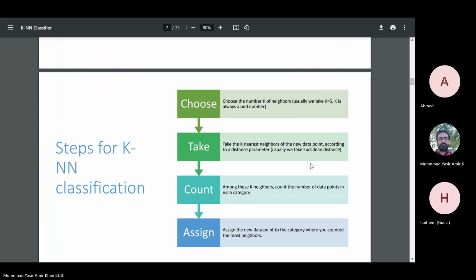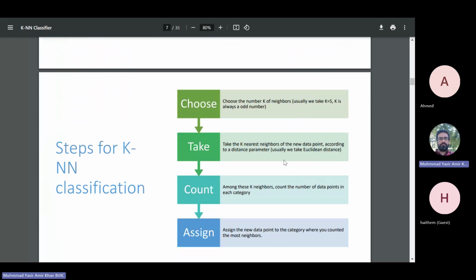Then in step number one, what's happening here, Haitham? What are we doing in step number one? You choose a number of data point neighbors. Yes. We first of all set the value of K. K equals 5 means we are considering 5 neighbors. K equals 1 means one neighbor. K is always set as an odd number so that there is no tie. In order to avoid a tie, we set odd numbers so that we always have one of the two categories win. So we select an odd value for K.